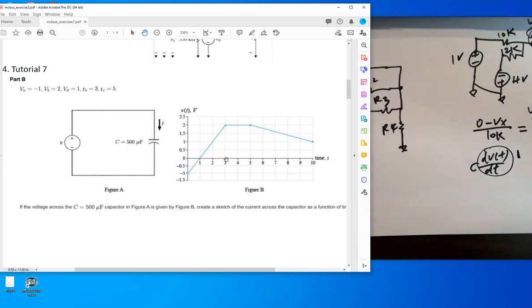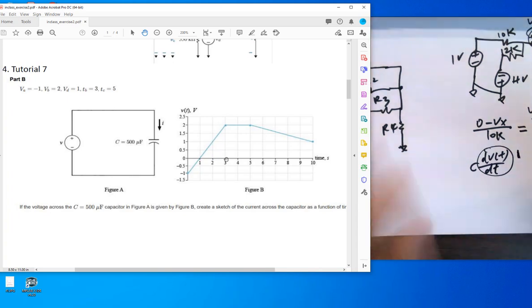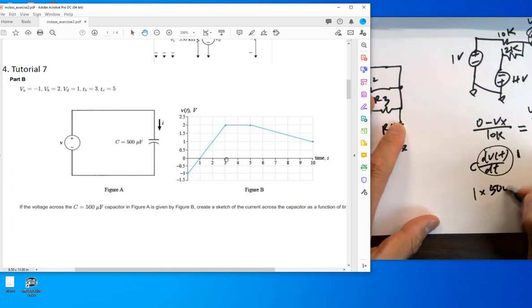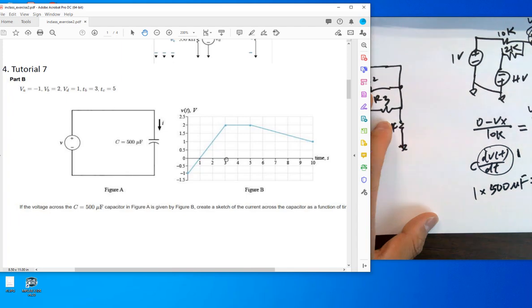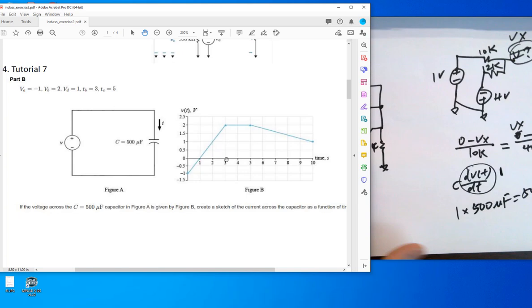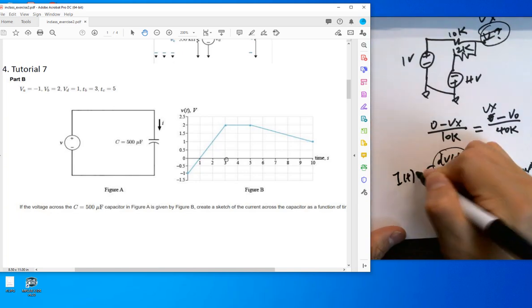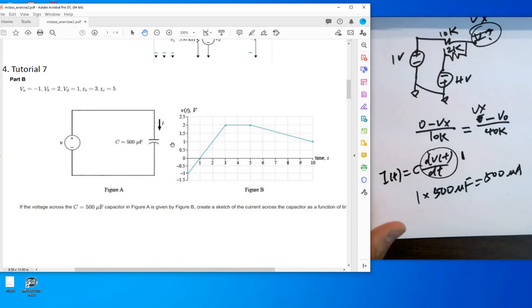So 1 times 500 microfarads is giving you 500, what? Microamps, right? So for the first part, you are getting a DC current of 500 microamps. So from 0 to 3, it's just a bar, 500 microamps on the top. It's positive current on the top.